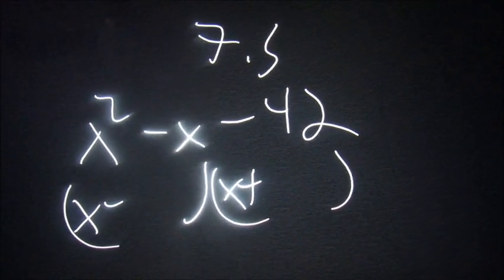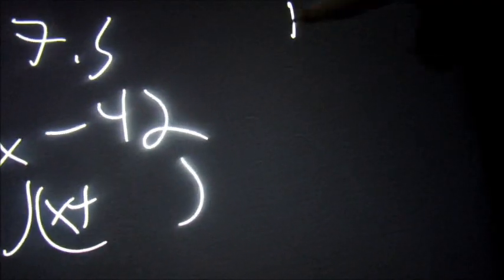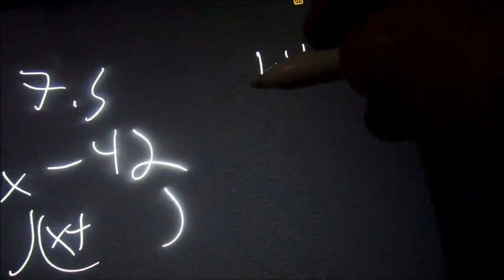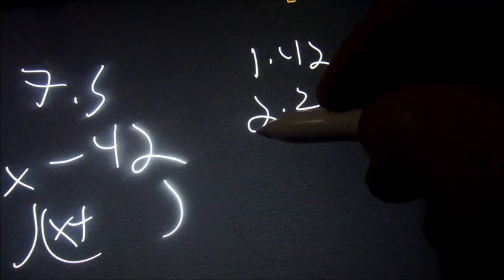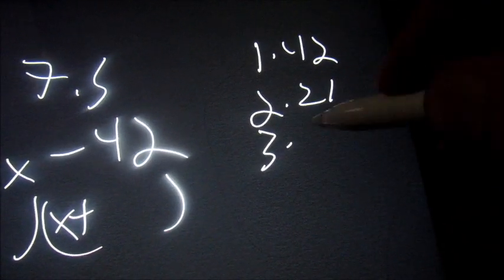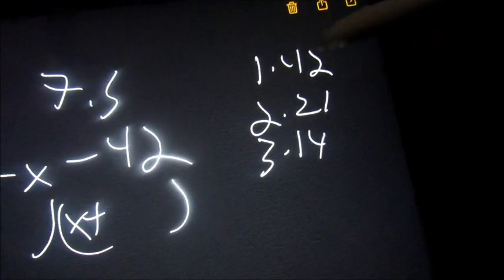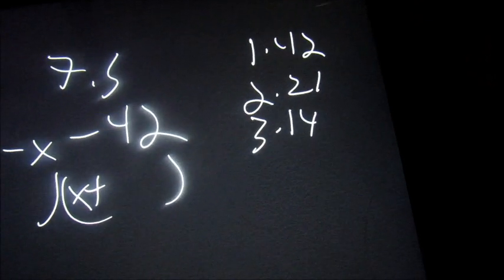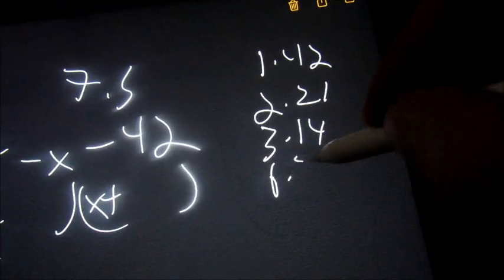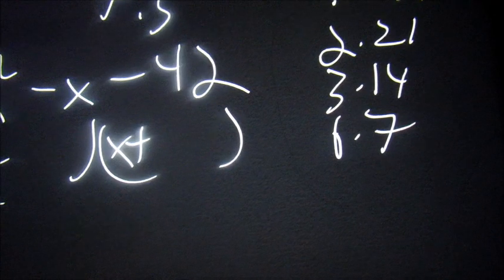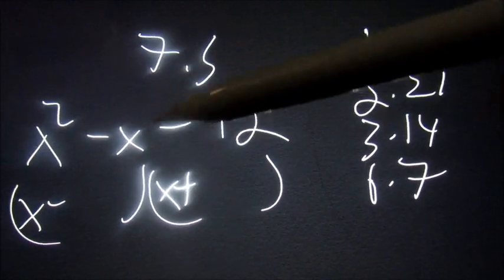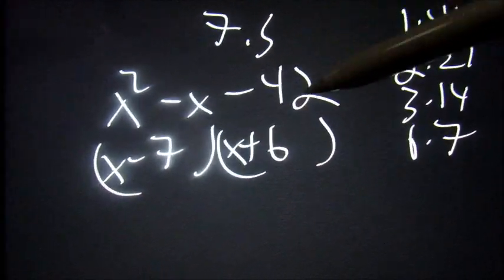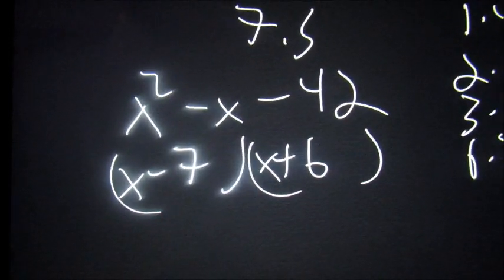And so all the factors that exist for 42 are 1 and 42, 2 and 21, 3 and 14, 4 won't go in, 5 won't go in, 6 times 7. So our answer here, we need to subtract to get to 1. So we're going to use the 7 minus the 6, and this will be our answer.